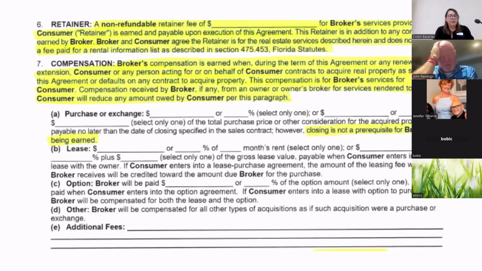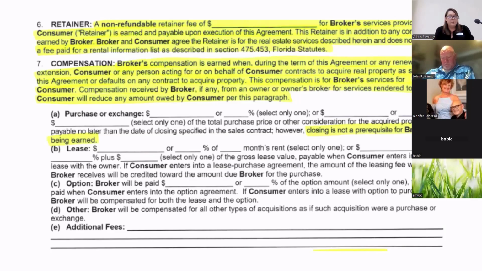You're either going to do a dollar amount or a percentage of a certain amount of months rent. I don't know, that could be 1 month, 3 months, 6 months, I have no idea, okay? Or you're going to do a dollar amount or a percentage plus a dollar amount of the gross lease value. So you're either doing it for a certain amount of months or you're doing it for the gross lease. If the consumer enters into a lease to purchase agreement, the amount of the leasing fee, which the broker receives, will be credited toward the amount due the broker for the purchase.